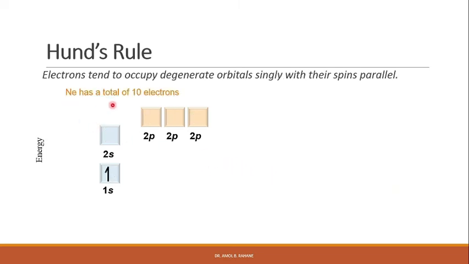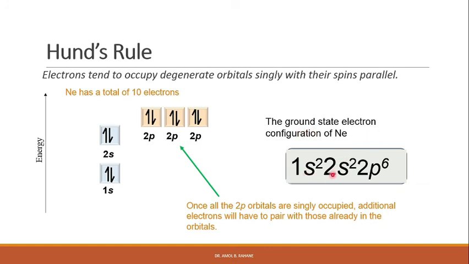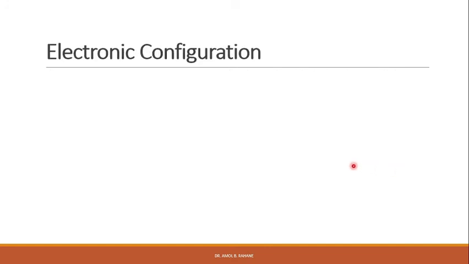In the case of neon, we have 10 electrons, out of which 4 electrons will go in the 1s and 2s orbitals, and the next 3 electrons will go in the 3 2p orbitals with their spins unpaired. The next 3 electrons will pair with those 3 electrons, right? So that means all the orbitals in the case of neon are completely filled. The 2p orbitals are completely filled, which means all the electrons are paired, and the electronic configuration we can write as 1s2, 2s2, 2p6.